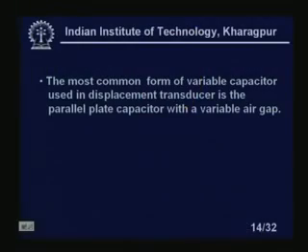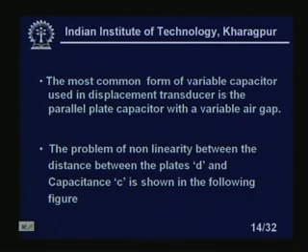The most common form of variable capacitor used in the displacement transducer is a parallel plate capacitor with variable air gap. So, just a simple air gap in between, and I am varying the separation between the plates that we have seen in the laboratory. The problem of nonlinearity between the distance between the plates D and capacitance C is shown in the following figure. If you look very carefully, the relation between the capacitance and D is not linear, right.